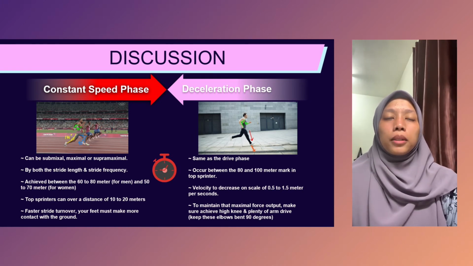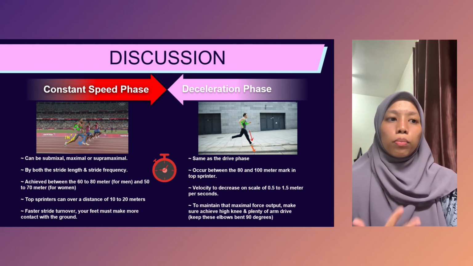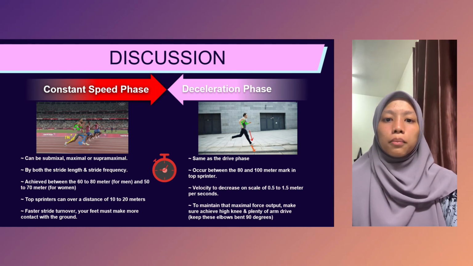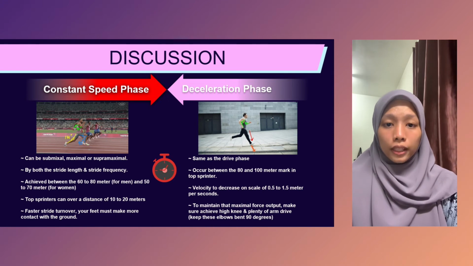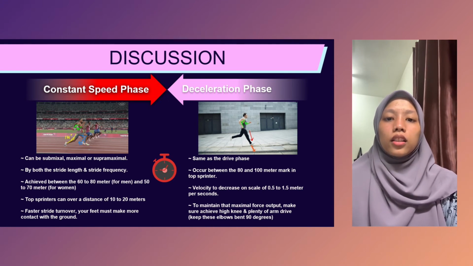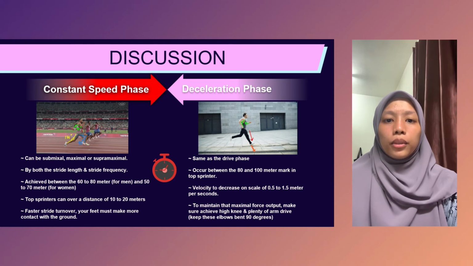The constant speed pace can be submaximal, maximal or supramaximal, and it's characterized by both the stride length and the stride frequency remaining the same over a period of time. This pace is generally achieved between the 60 to 80 meters for men and 50 to 70 meters for women. In principle, the top sprinter can sustain this pace over a distance of 10 to 20 meters.